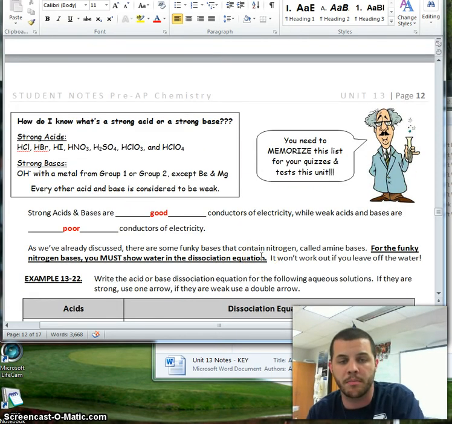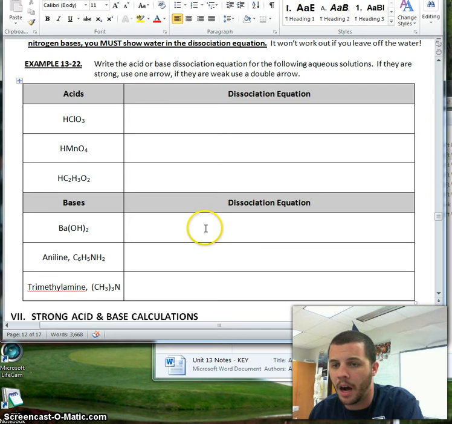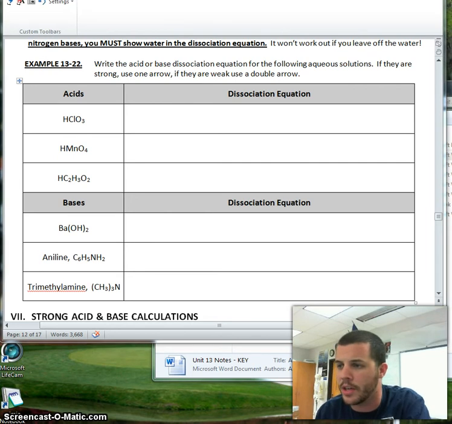Remember, strong acids and bases are both good conductors of electricity, making them strong electrolytes. And weak acids and weak bases are also electrolytes, but they are poor electrolytes because they are poor conductors of electricity. I want to take a few moments to look at what we call dissociation equations, and we've seen some types of dissociation equations already in the last unit. This one's going to focus mainly on acids and bases, though.